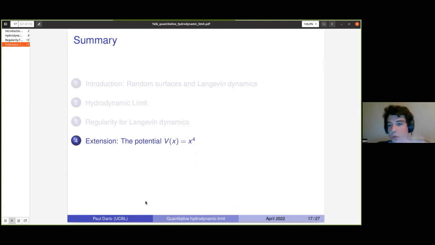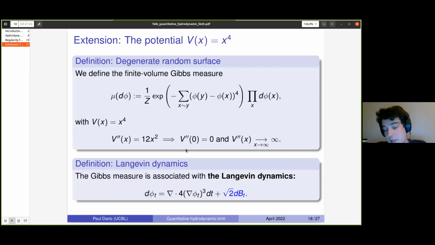Good. So this was, roughly and quite quickly, the subject of the article that we published with Scott. We wrote this paper to try to extend it to other potentials. We were working under the assumption that the second derivative is larger than λ and smaller than capital Λ, so between two constants. What about V(x) = x^4? In that case, you take a similar definition: you take a big box, you look at the functions which are equal to 0 on the boundary of your box, and you look at exp of minus the sum over pairs of neighboring vertices of (φ(y) − φ(x))^4, and then you take the product of the Lebesgue measures dφ(x).